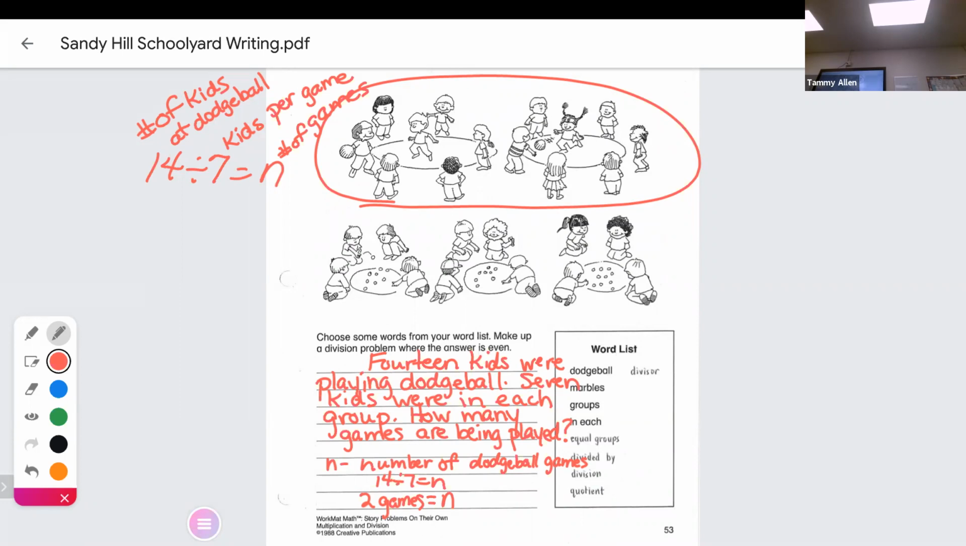Does that work? Is it worth 11? No, you have to circle three words. You have to circle the word. Do we have 3 words? Yeah. We have dodgeball. Dodgeball. Yes, in each. Yeah, we do. In groups. There we go. Great job. 11 points right there.